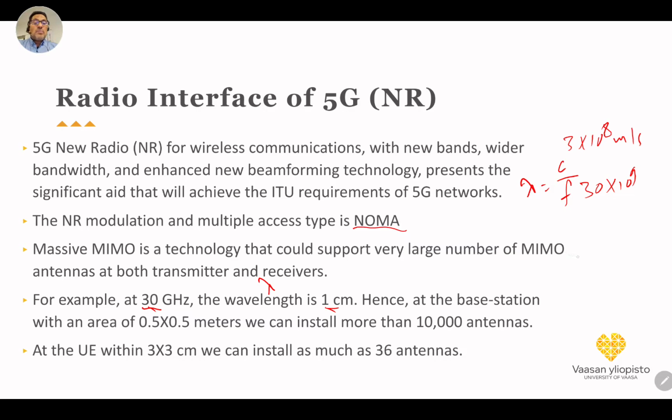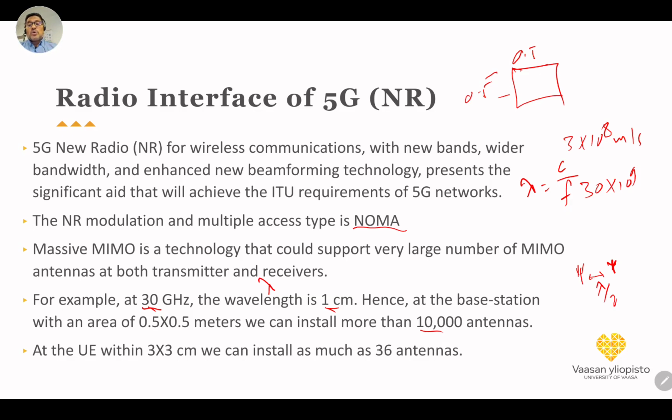And we know that in MIMO antennas, the distance between antennas can be about lambda over 2, for example. So it means that if we have an antenna array of 0.5 meter by 0.5 meter, within this area we can install about 10,000 antennas if we keep the distance between them at about 0.5 centimeters. Of course, we have many other problems like mutual coupling and so on. So even if the number is much less, even if we talk about 200 or 300 antennas at the base station, it means that we have a massive number of antennas there.